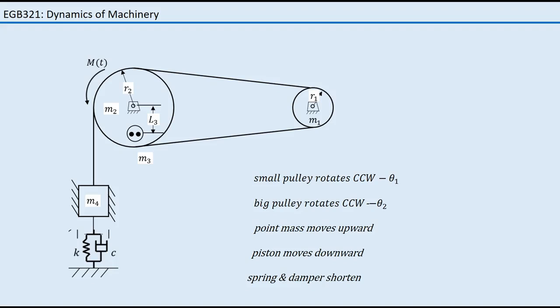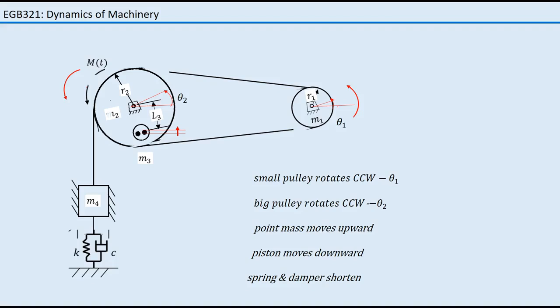Let's consider how the components will move if small pulley M1 rotates counterclockwise at an angle theta 1. Then the bigger pulley will rotate in the same direction of small pulley with an angle theta 2 counterclockwise. So the piston will move downward. As a result, spring and damper will be shortened and the point mass will move upward.